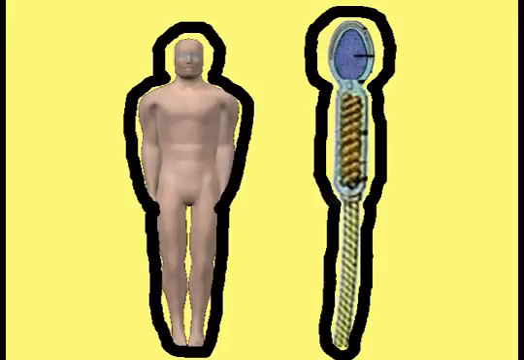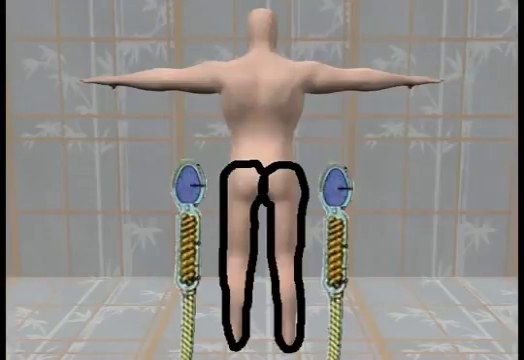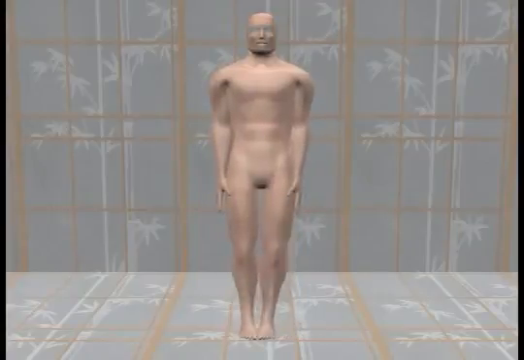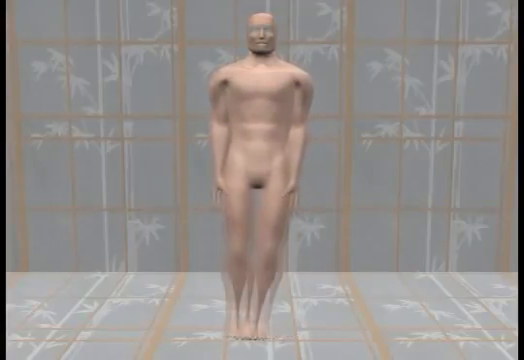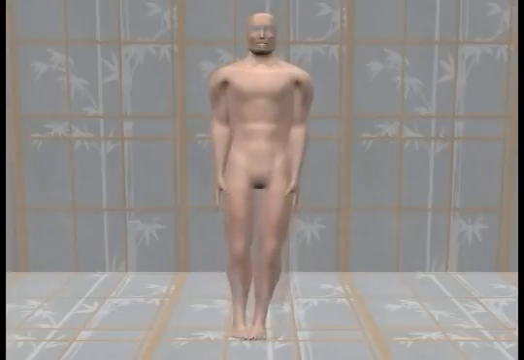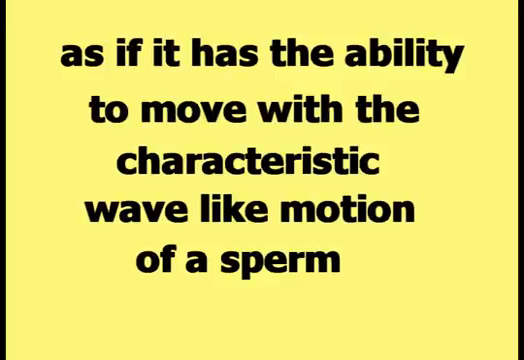According to happy theory, the sperm-shaped entire human body, the sperm-shaped arm and chest combination, and the sperm-shaped leg and buttock combination can all move with the characteristic wave-like movement of a sperm. This animation demonstrates what the entire sperm-shaped human body would look like if it was moving with the characteristic wave-like motion of a sperm.